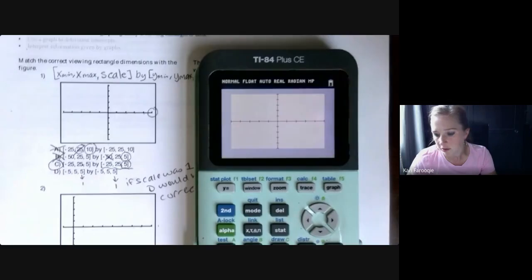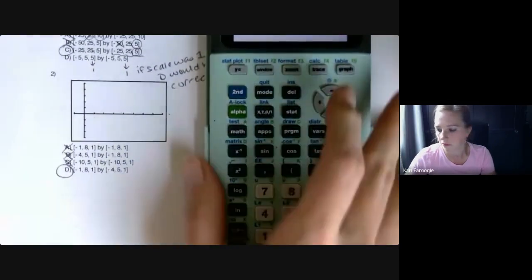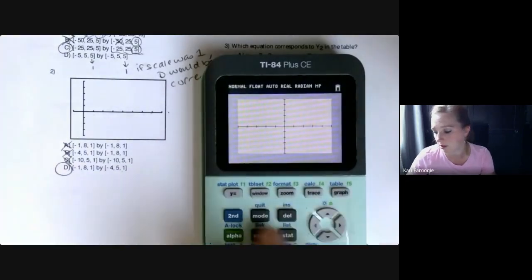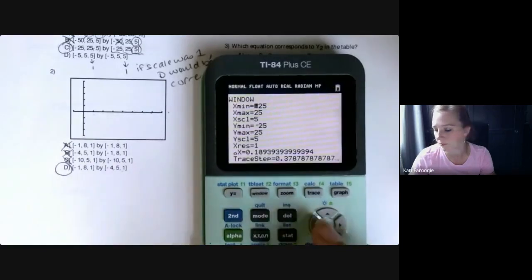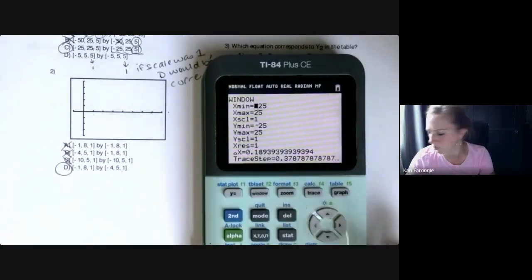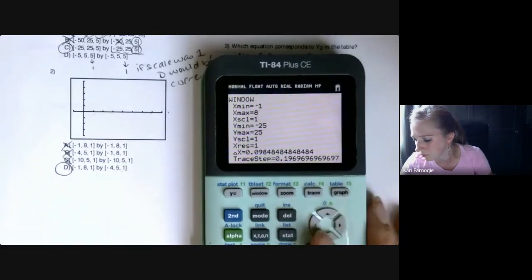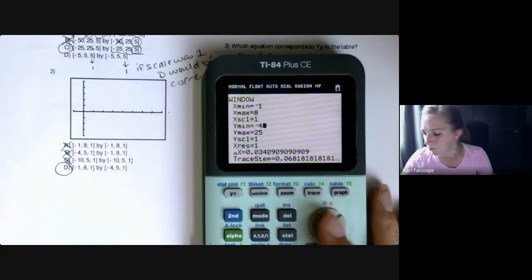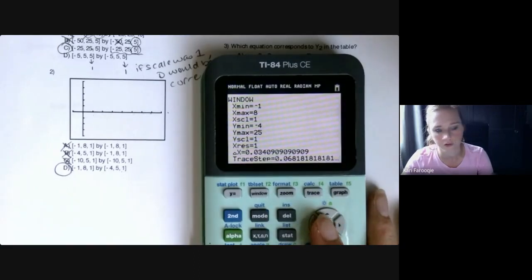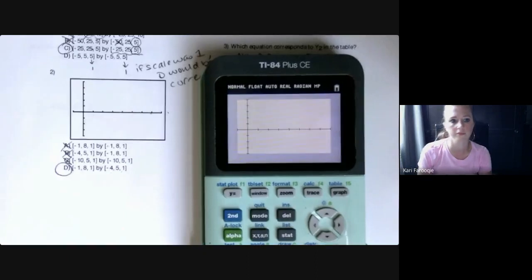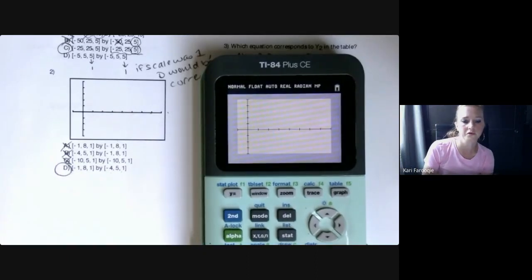If you wanted to do the same thing with number 2, the scale would have to go back to 1 again. So again, you'd go to your window, this time switch the scale over to 1 in both cases. The X min is -1 and the X max is 8. And the Y min is -4, and the Y max is +5. So that's how you use your window.